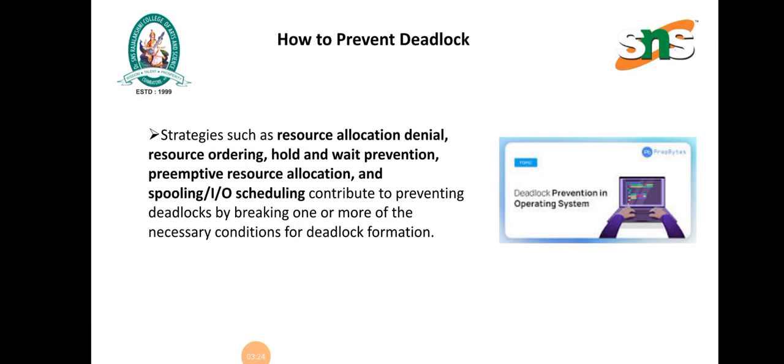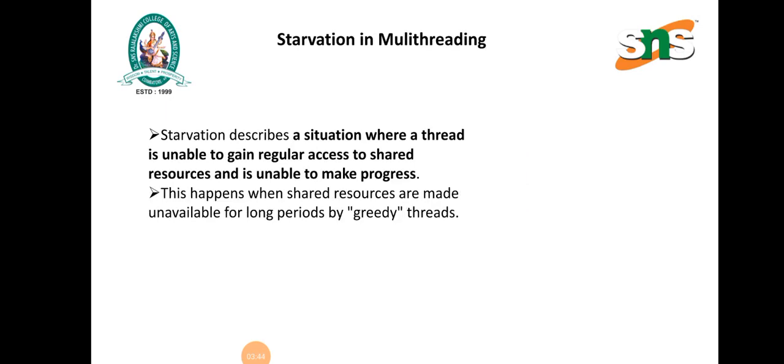We have to prevent deadlocks. Here are some of the strategies, such as resource allocation denial, resource ordering, hold and wait prevention, preemptive resource allocation, polling, and IO scheduling, which contribute to preventing deadlock by breaking one or more necessary conditions of deadlock formation.